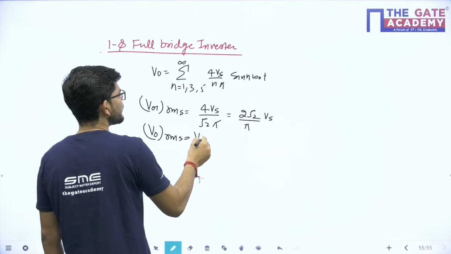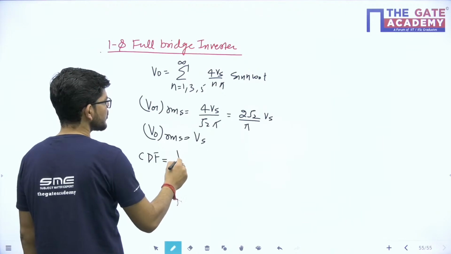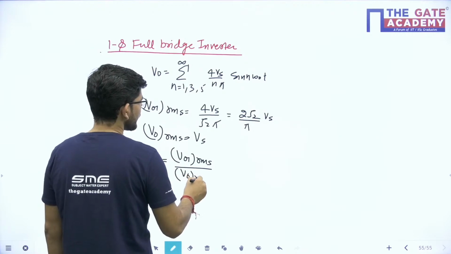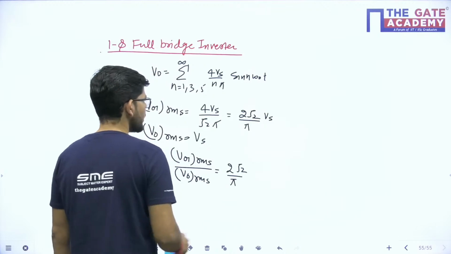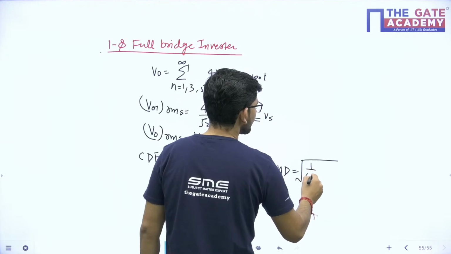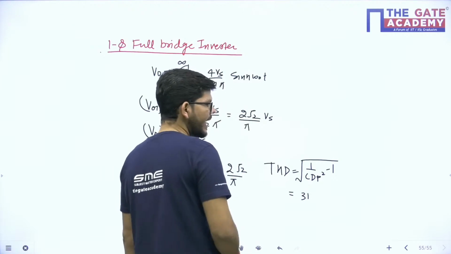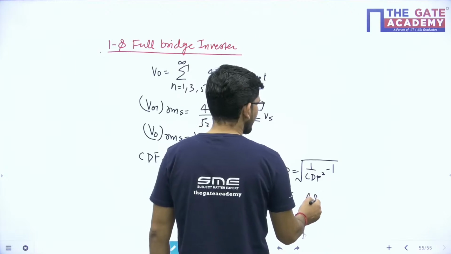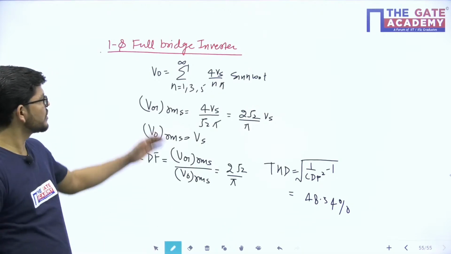Since it is a square wave, it will be equal to Vs. Then tell me what will be the CDF or distortion factor. This is equal to the fundamental component upon the total component. So when you calculate, you will get 2 root 2 upon pi here. After that, what will be my THD? My THD will be the square root of 1 upon CDF square minus 1, or I will get 48.34% THD here. Okay, is that understood? So this is how you will calculate.